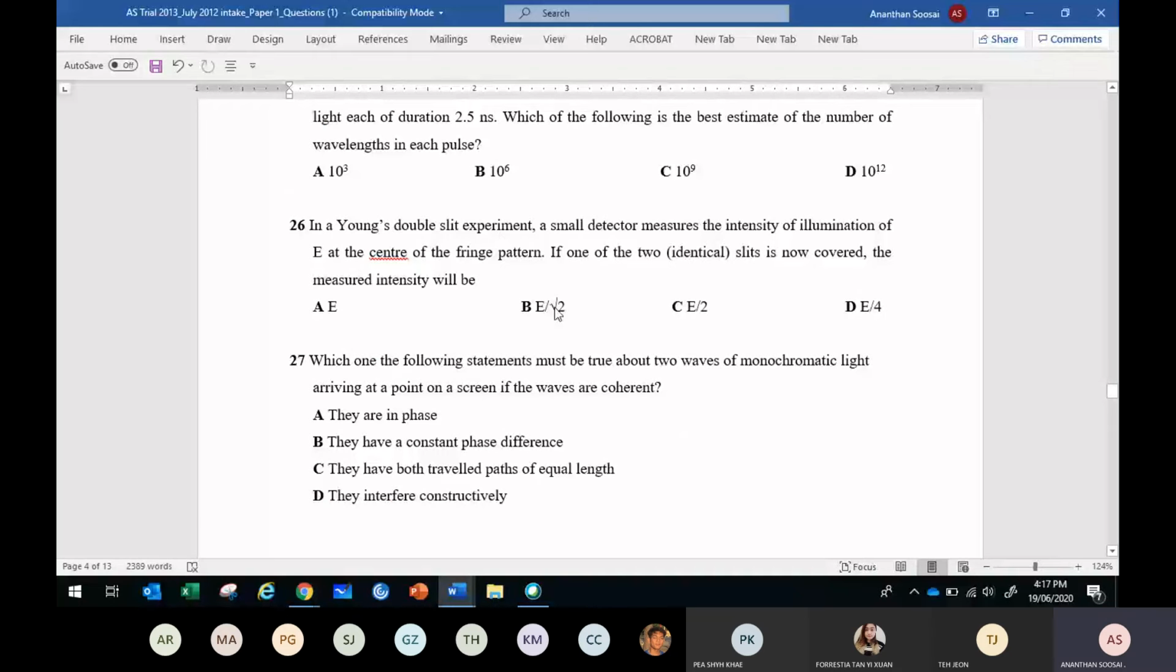26. 26, your wave. Calculate, give me the answer. Hope I can get the same answer now.